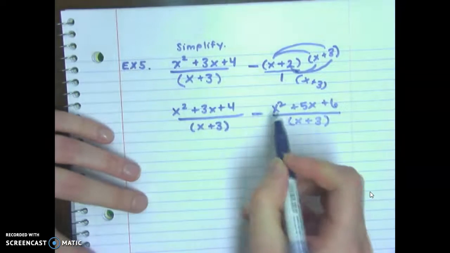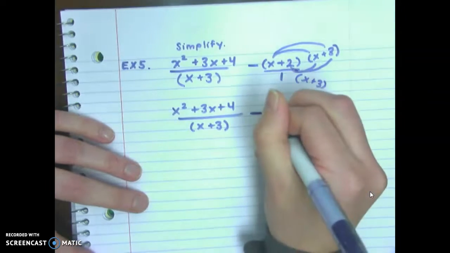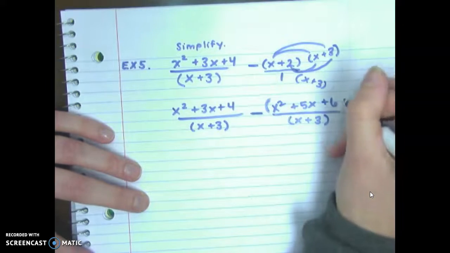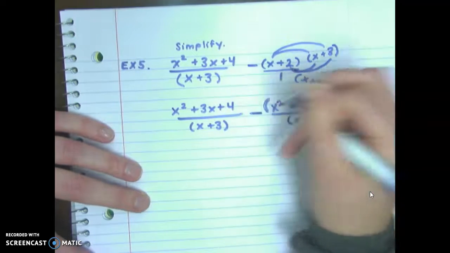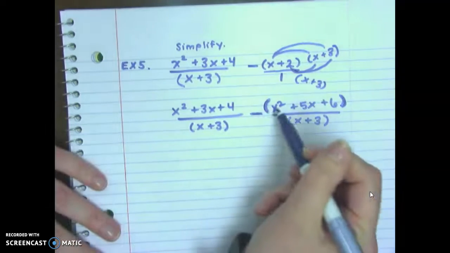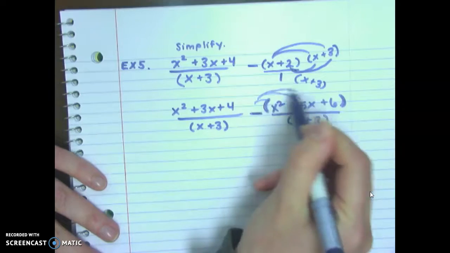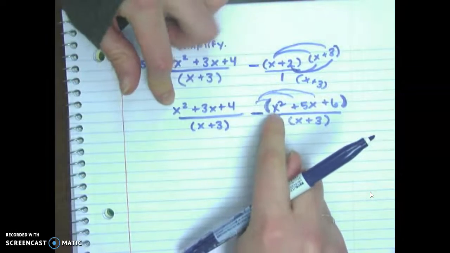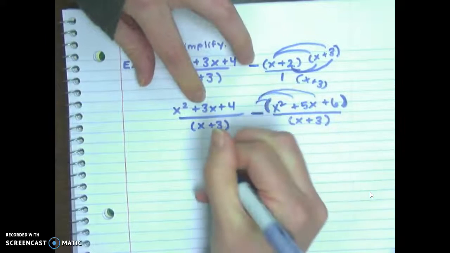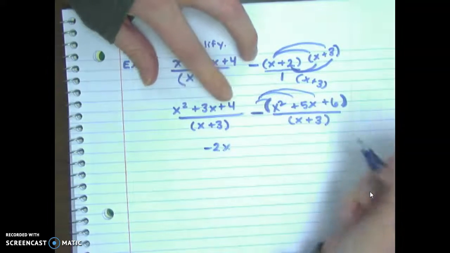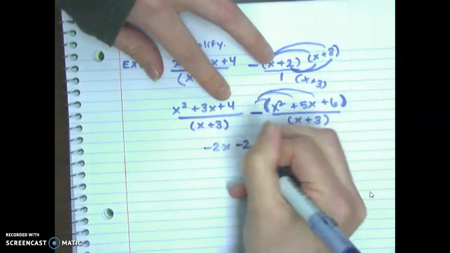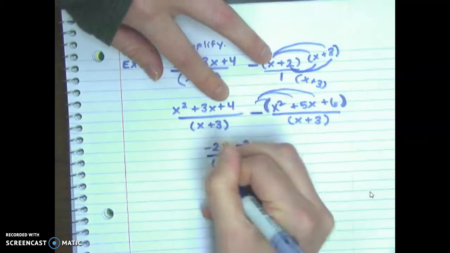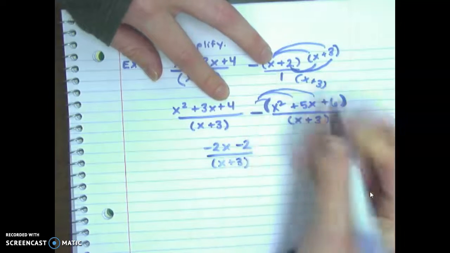I add or subtract my numerators, and because I'm subtracting, I'm going to put parentheses around the whole expression that I'm subtracting, so I make sure to subtract every single term. x squared minus x squared is 0. 3x minus 5x is negative 2x. 4 minus 6 is negative 2. All over my common denominator, x plus 3.